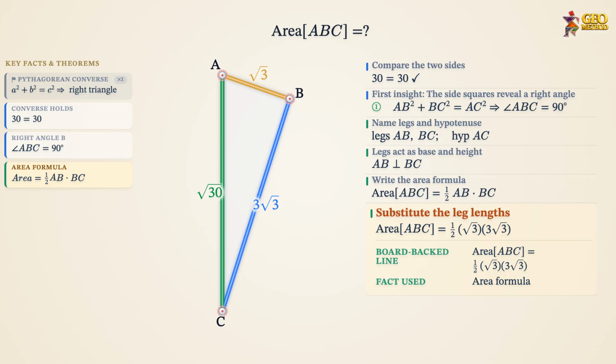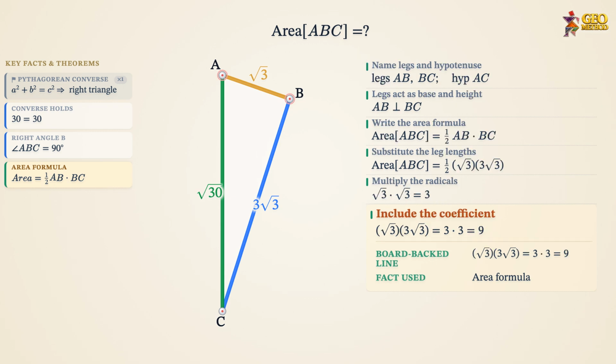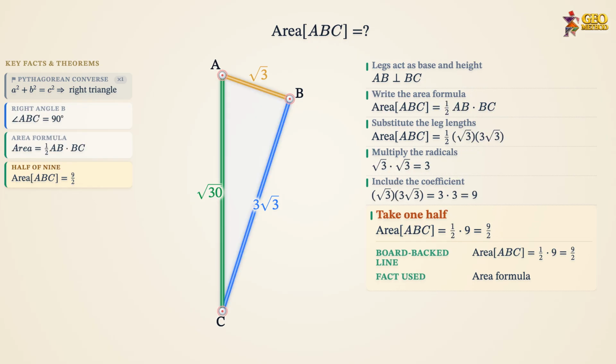Put in the lengths. Leg segment AB is root 3, and leg segment BC is 3 root 3. So the area is 1/2 times root 3 times 3 root 3. Handle the radicals first. Root 3 times root 3 is just 3. The square roots cancel completely, leaving a clean whole number. Now bring back the extra factor of 3 from 3 root 3. 3 times 3 is 9, so the product of the two legs is 9. Finally, take 1/2 of 9. Half of 9 is 9 over 2. That is the area of triangle ABC.